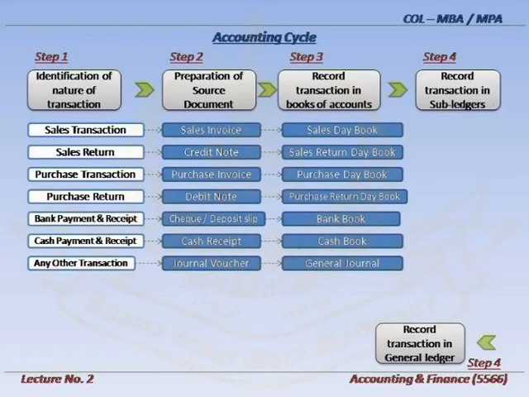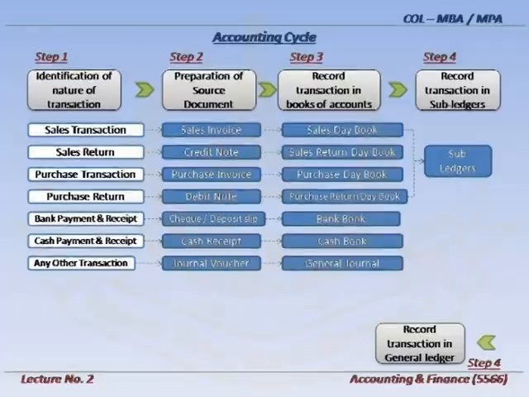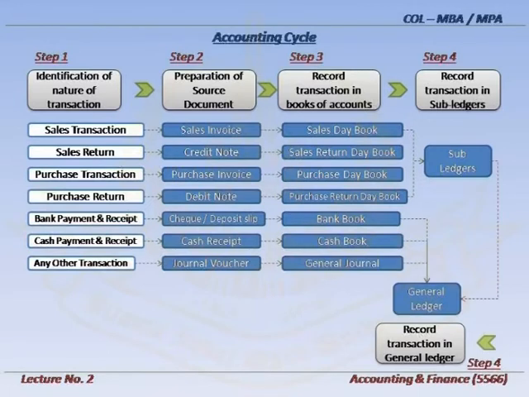In the fourth step, we prepare the ledgers from books of accounts. For all types of sales and purchase day books, we prepare subledgers in addition to the general ledger. But the transactions entered in all other books are only recorded in general ledgers. Remember that in all ledgers, we record transactions by maintaining the accounts.